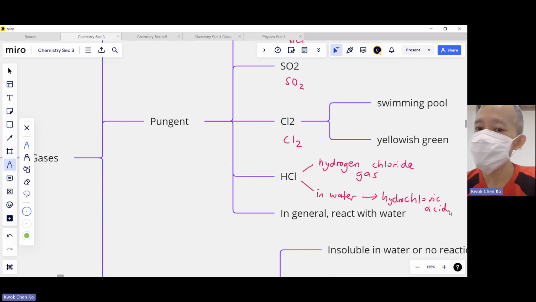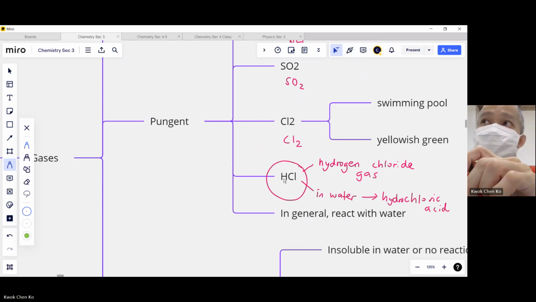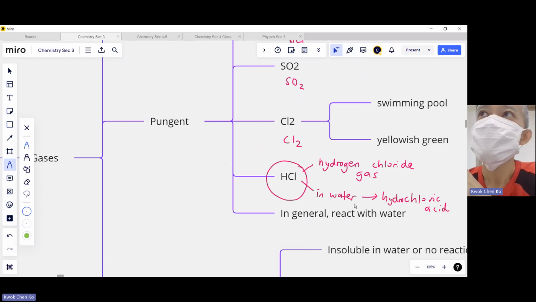Okay, so this one, be very careful. I've seen this kind of question coming up many times. If it's pure, it's a gas. But if there's water, then it will turn into your acid. If this question comes out, I just put hydrogen chloride gas. Of course, you have to look at the whole question carefully. Are they referring to an acid? If not, it's just hydrogen chloride gas. Okay.